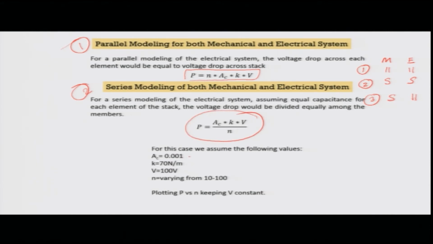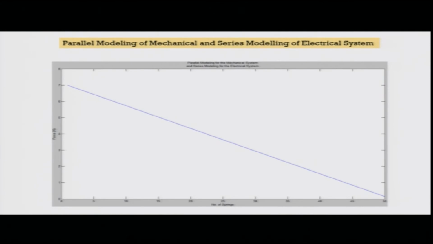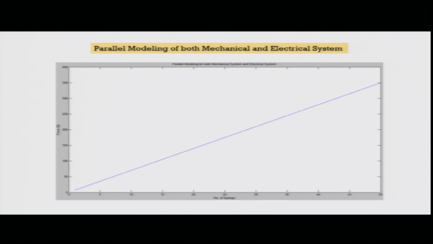So, for this case, with typical values of A, C, K and V, n varying from 10 to 100, if you get the plot P versus n keeping V constant, you will get a linear plot with respect to the number of springs. It actually tells us that too many springs in this model, parallel mechanical and series electrical, is not good from the force point of view; you need fewer. But if you go for other systems, for example, here with parallel modeling of both mechanical and electrical systems, you are getting an increased value of the force as you increase the number of springs.